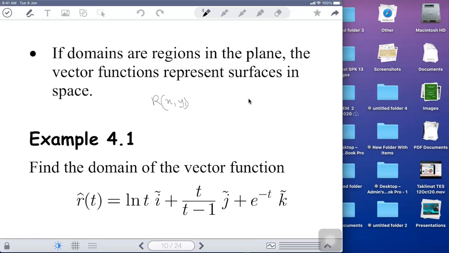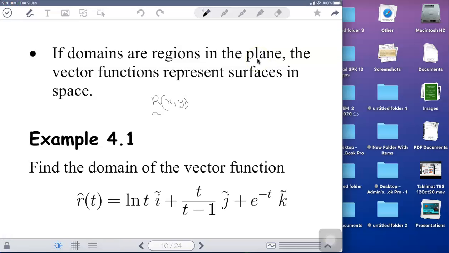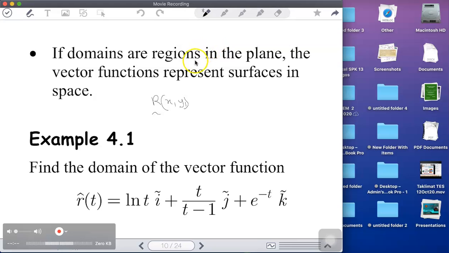Okay, so that is your vector function, but not in terms of t. Okay, region in plane, meaning a plane on the xy plane, right? Or on the zx plane, or maybe on the zy plane. So here your function is in terms of x and y.